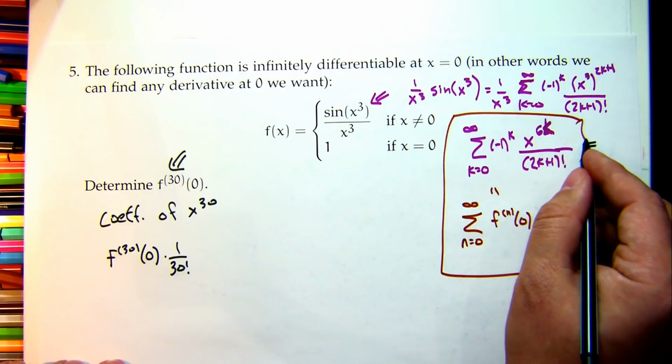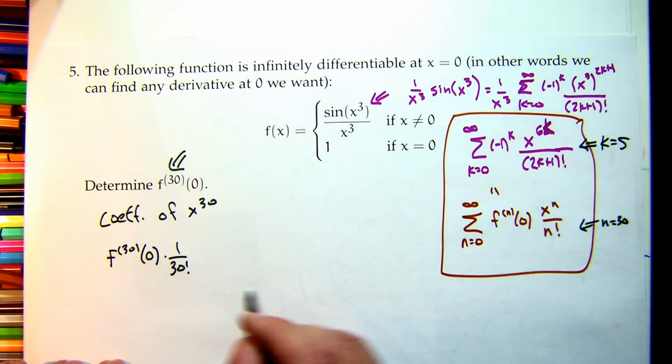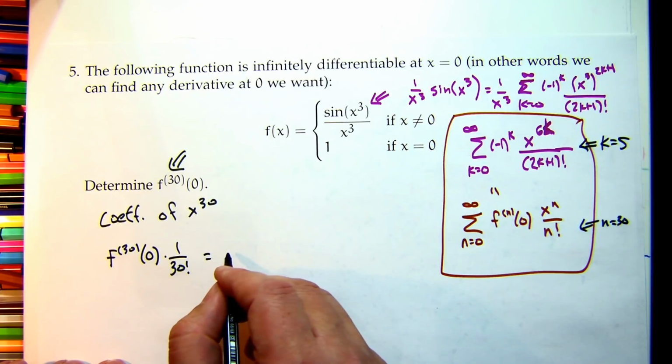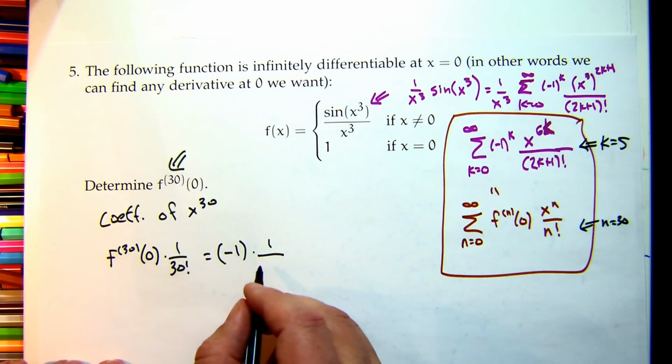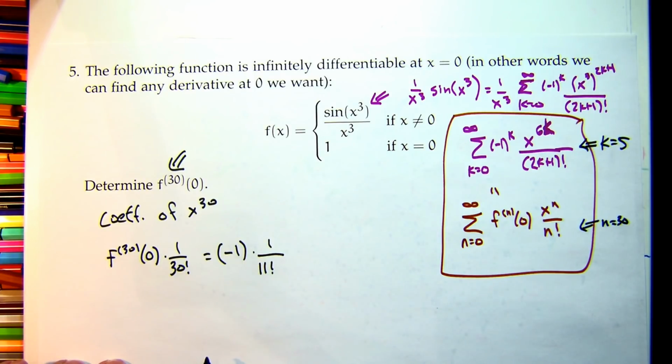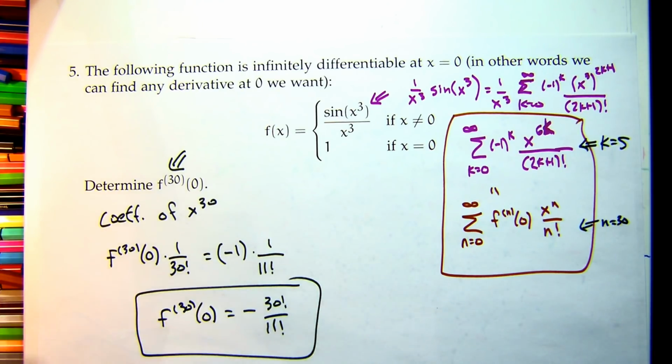Upstairs, when am I going to have x to the 30th? k equals 5. So I'm going to get negative 1 to the 5th, which is negative 1. And then I'm going to have 1 over 11 factorial. So rearrange. The 30th derivative at 0 is equal to negative 30 factorial over 11 factorial. And that was a lot faster than taking 30 derivatives, and did not take many reams of paper.